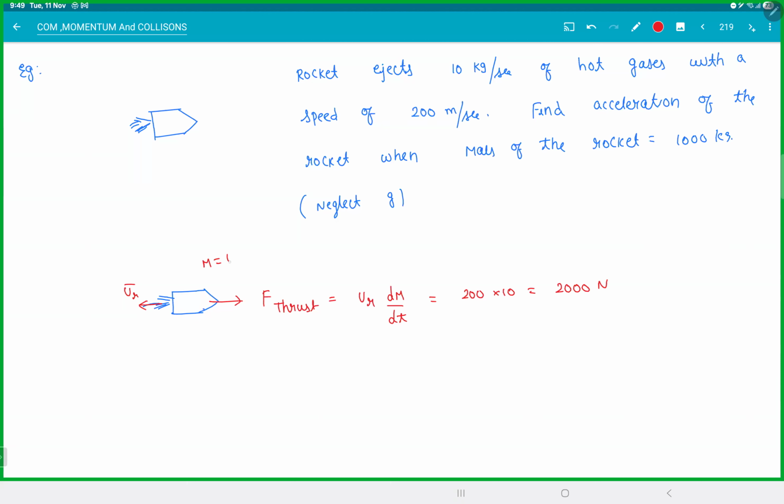And it is given that the mass of the rocket at that time is 1000 kgs. Therefore, the acceleration of the rocket is F thrust divided by mass, which is 2 meters per second squared. Clear with this? So all that rocket propulsion, you can just replace with one equation called F thrust and solve the problems normally. Is that clear, everyone?